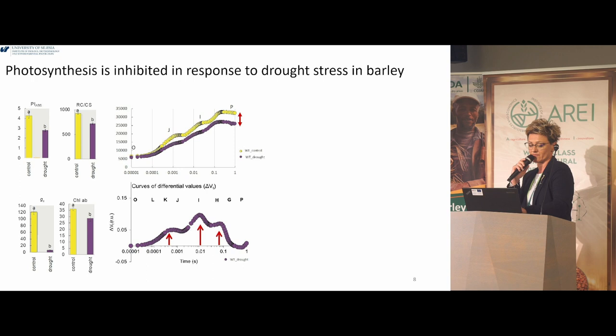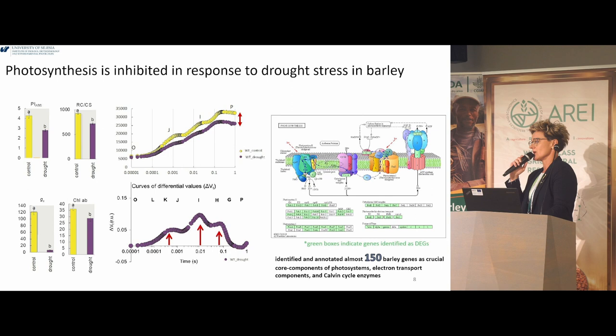So taking together these physiological and transcriptomic data, we were able, using KEGG annotation, to annotate almost 150 genes in barley, which encode crucial core components of photosystems, of electron transport components, and also Calvin-Benson enzymes.